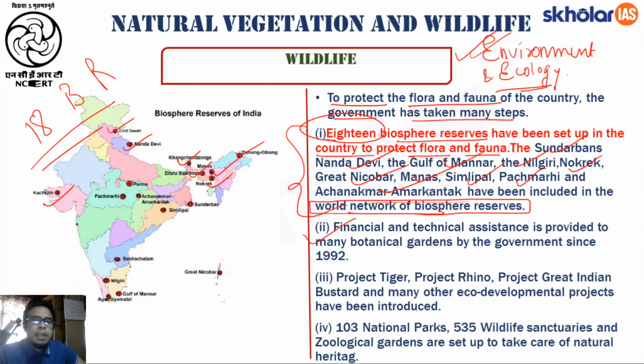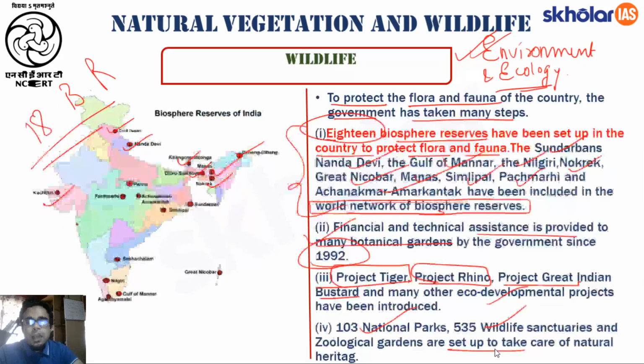Then financial and technical assistance has been provided to many botanical gardens by the government since 1992. Then we have Project Tiger, Project Rhino, Project Great Indian Bustard, and many other ecological development projects. We have around 103 national parks, 535 wildlife sanctuaries and zoological gardens which are set up in order to take care of your natural heritage.